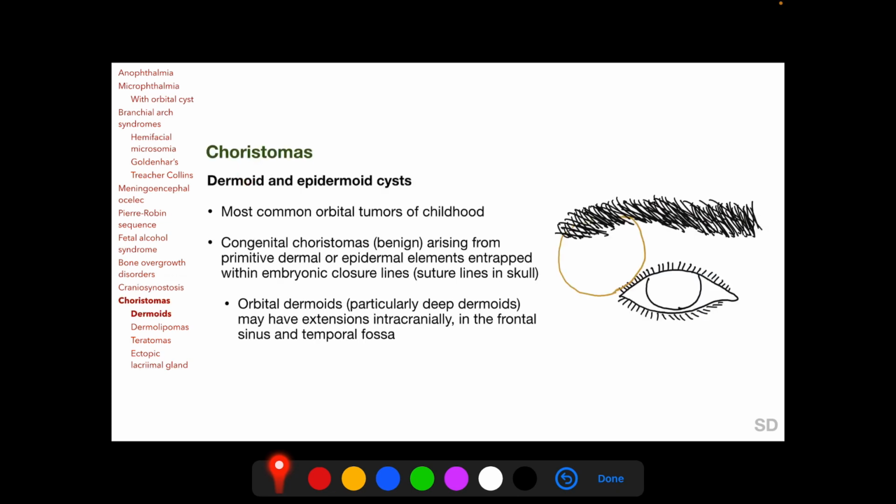Choristomas are space-occupying lesions in which the tissue elements found in these space-occupying lesions do not belong to the location in the body where the choristoma is found.